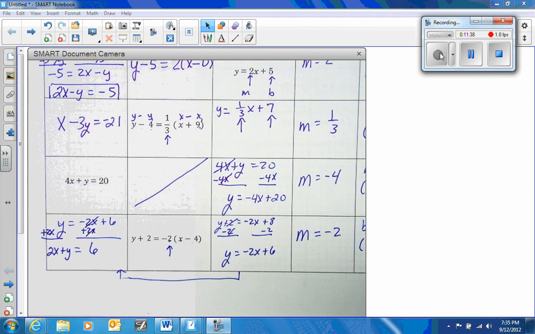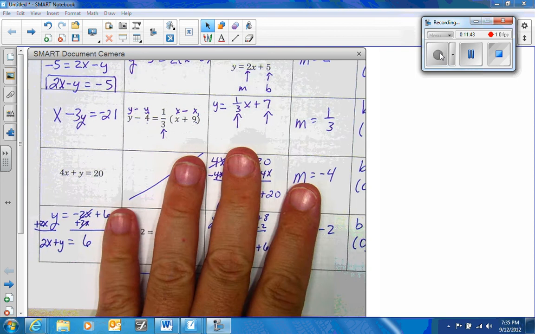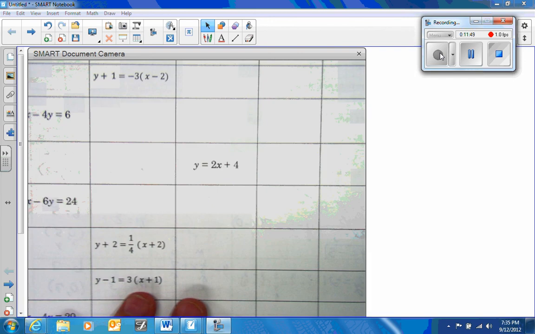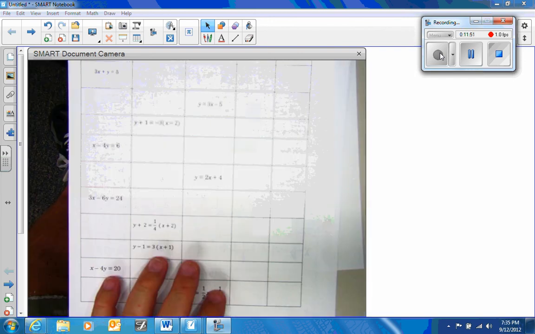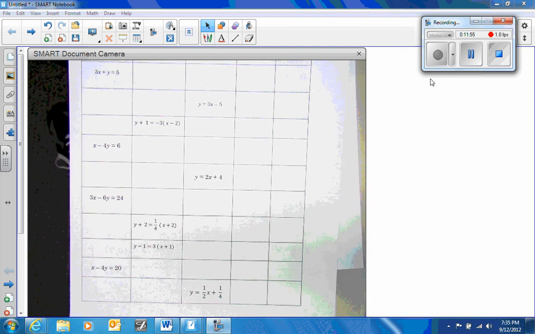When you come in tomorrow, hopefully you will have this memorized. You will have taken notes on this. And we're going to practice this on this sheet here. So I know this sounds like a lot to do, but the more you do it, the easier it'll get.